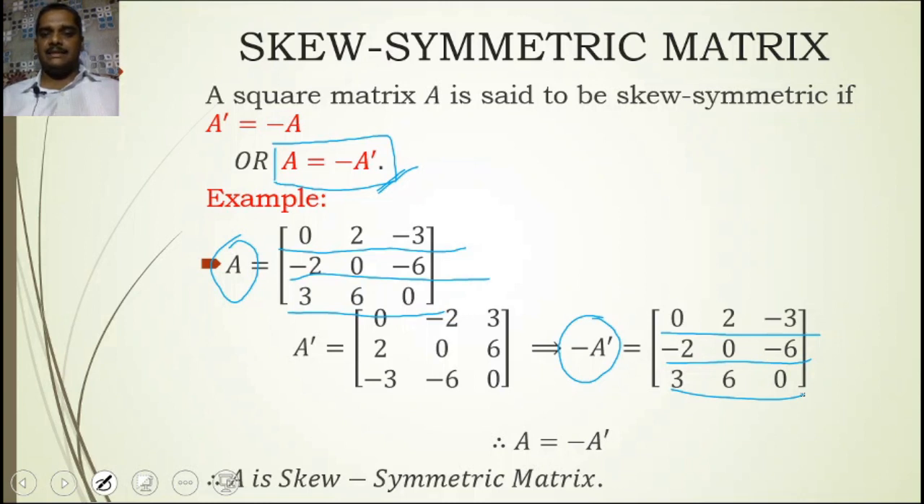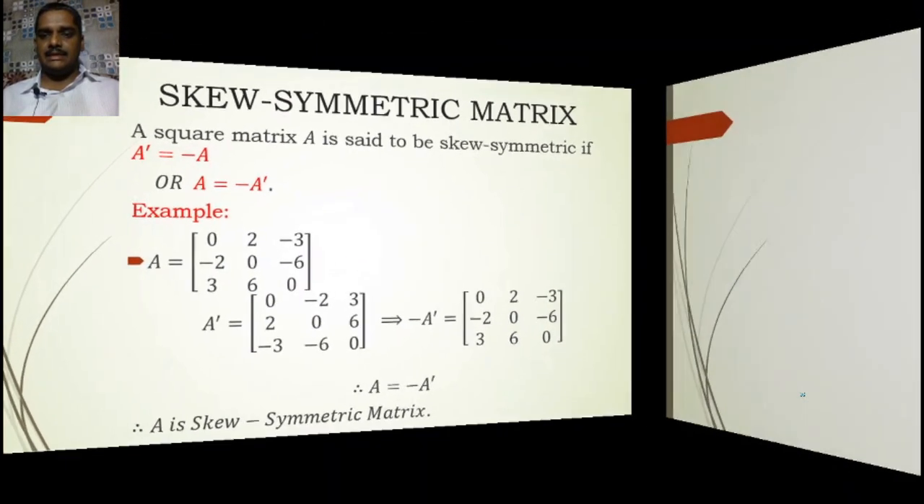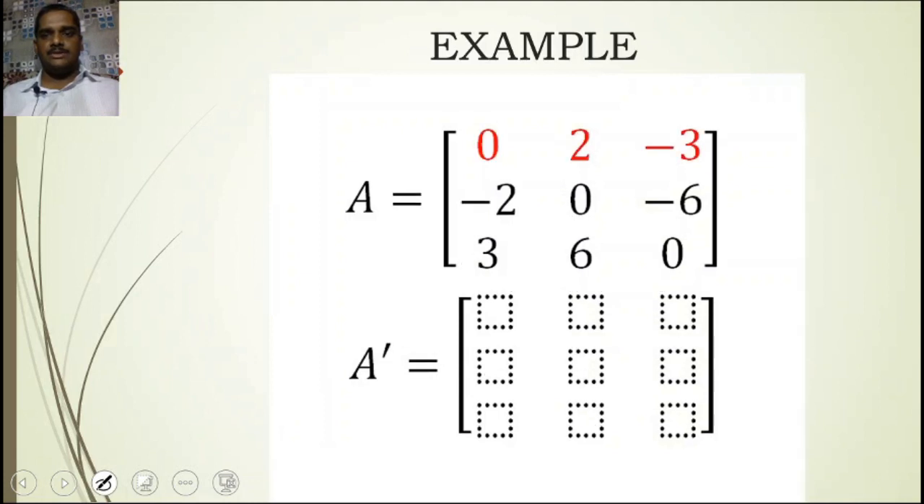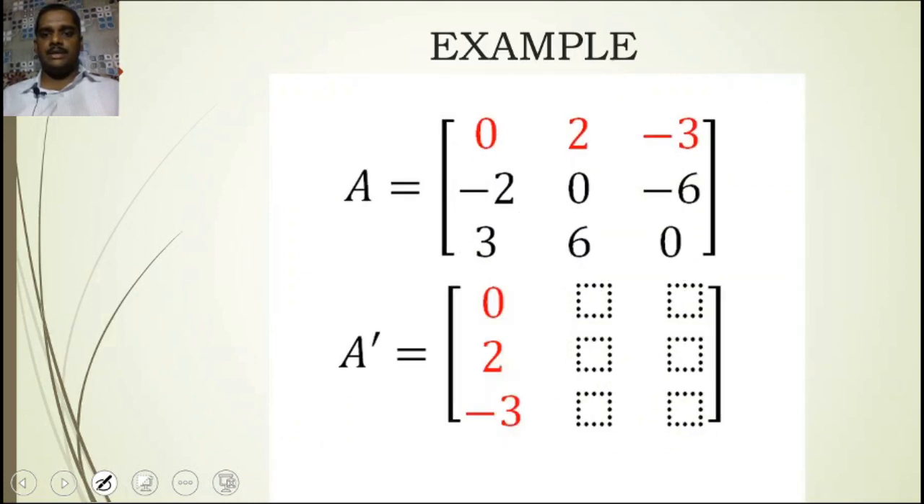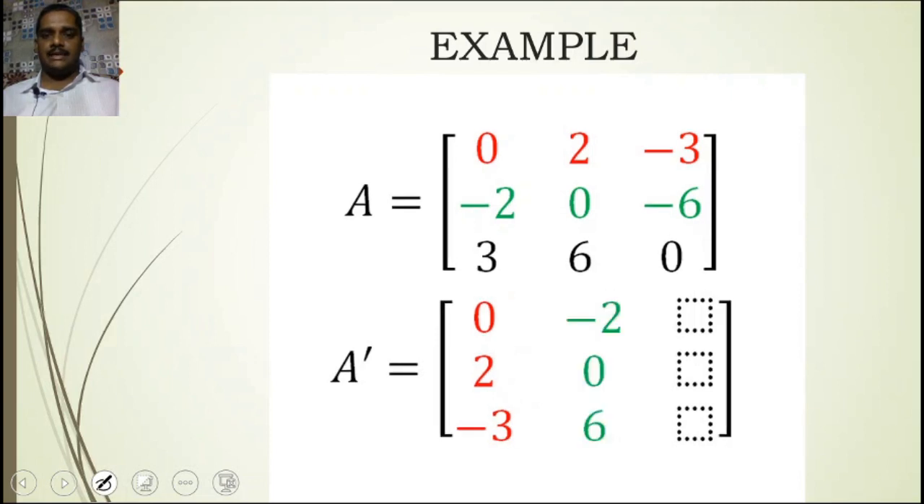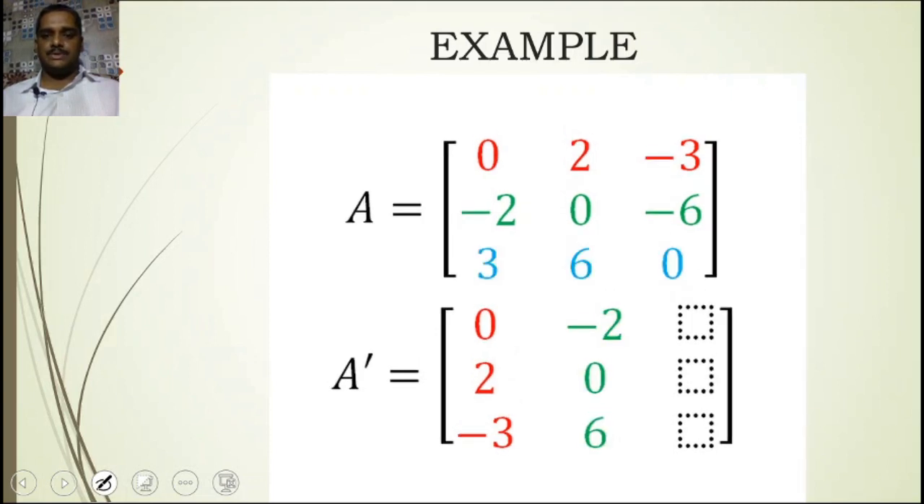So the given matrix A is skew-symmetric. I have explained the same thing using a GIF image, which you can see in the next slide. Here it is. I am picking up rows and putting them into columns of A transpose to get its transpose.